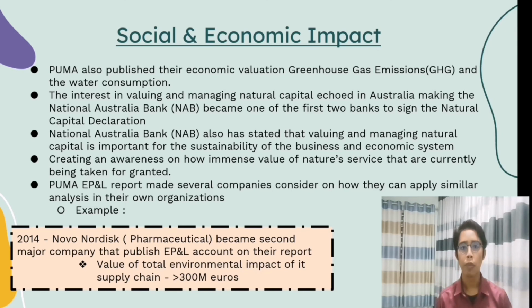From there, the report made by Puma has made several companies consider how they can apply similar analysis in their own organizations. For example, following the steps taken by Puma, Novo Nordisk, a pharmaceutical firm, became the second major company to publish an environmental profit and loss account in their report.